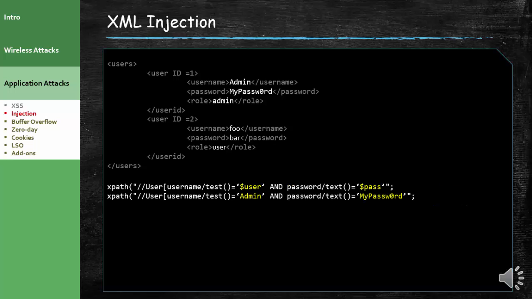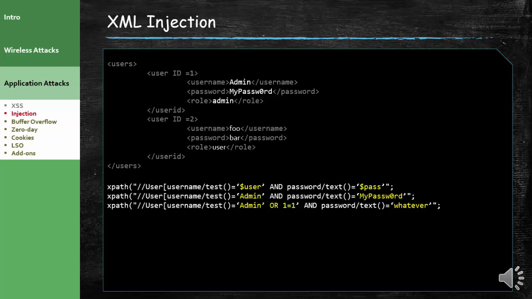So in this case, if a user passed the username admin and the password my password, it's going to find user ID 1, and our user gets into the web-based application. Everybody's happy. But if somebody comes along that knows how XPath works and knows how to take advantage of that, just like SQL, they can inject their own code. So here, the user puts admin, single quote, or 1 equals 1.